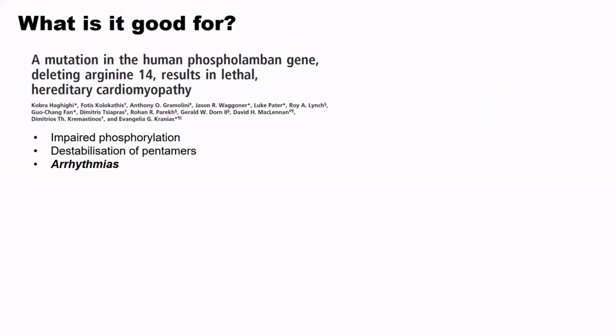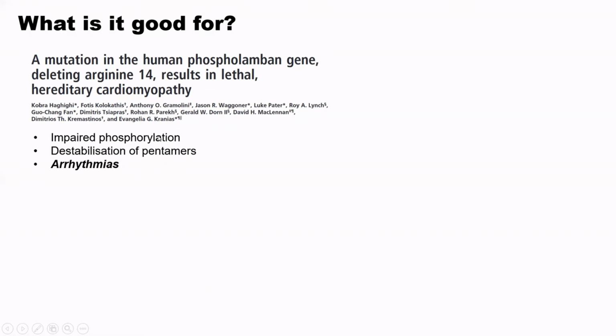Now, so far I've been waffling on about quite puzzling phosphorylation-dependent phenomena for quite some time. So the really interesting question now would be, of course, what is it all good for? And after pondering this question for quite some time myself, I came across this paper from the Kranias lab, in which they discovered a mutation in the phospholamban gene in patients which had a lethal form of cardiomyopathy. And in particular, these patients had a very high prevalence of cardiac arrhythmias.